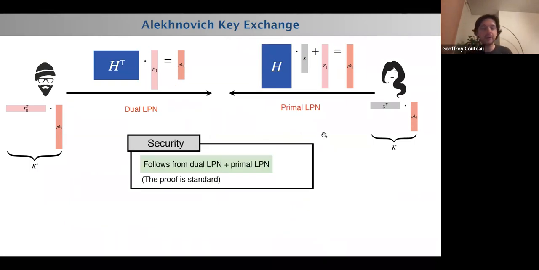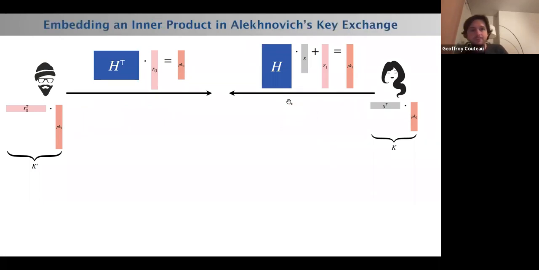So for security, we invoke the dual LPN assumption, which is equivalent to LPN on Bob's side, and the primal LPN assumption on Alice's side. The proof is standard, I'm skipping it.